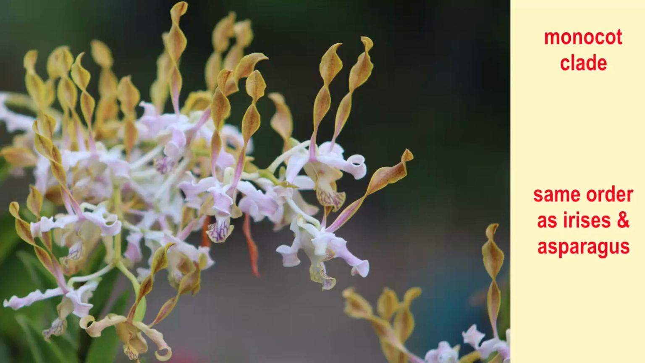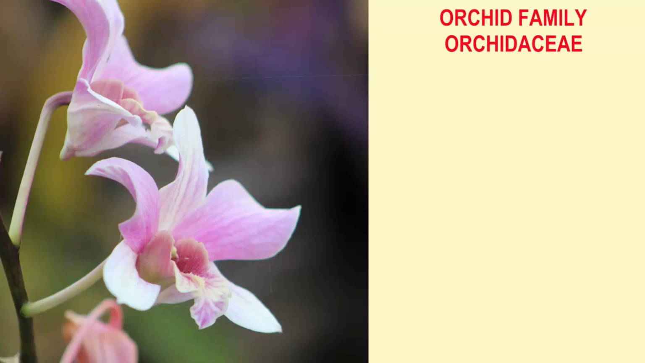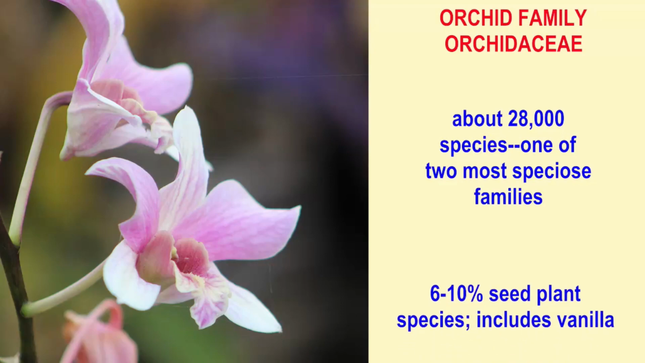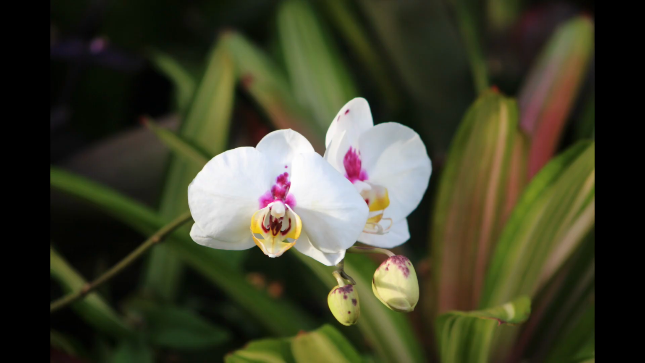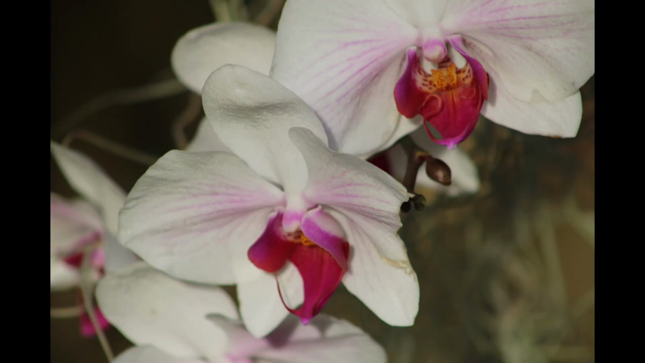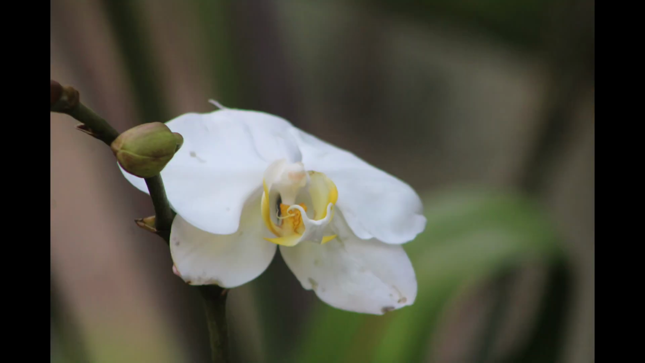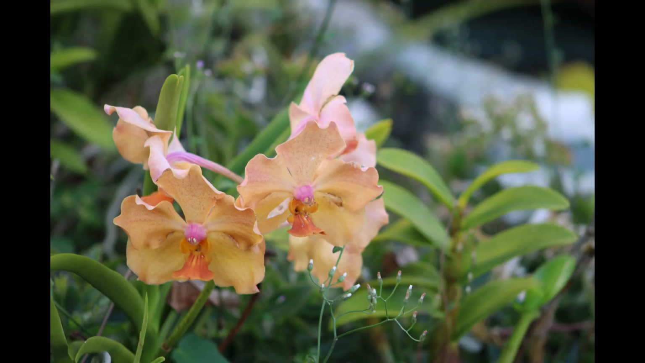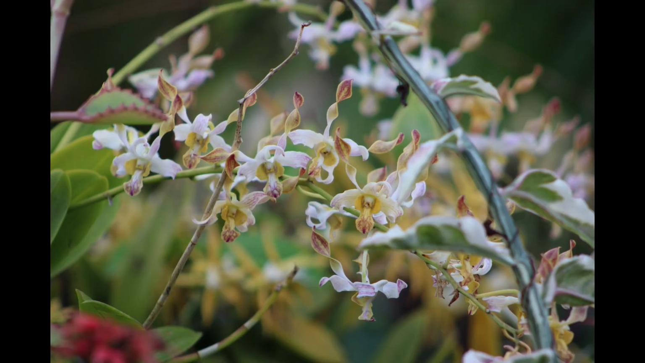And the family of orchids is quite large. In fact, with its about 28,000 species, it is either the largest or second largest family of biological organisms in terms of the number of species. This is more than half the number of species of all vertebrates just recognized as orchids. This number is 6 to 10% of all seed plant species and includes the plant which gives us vanilla.